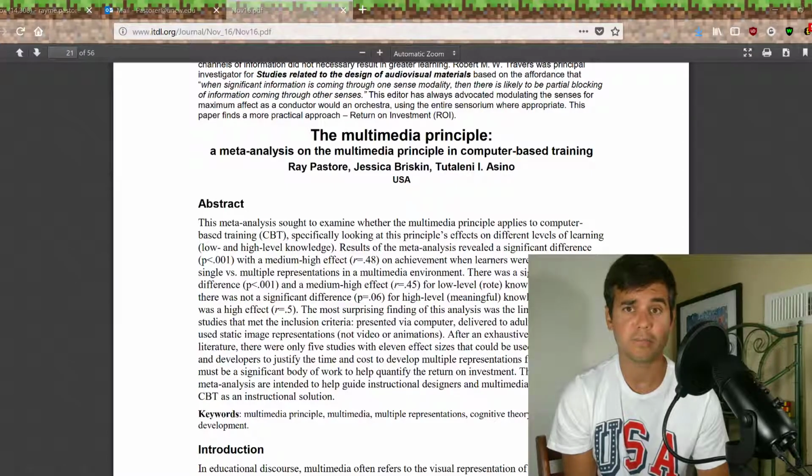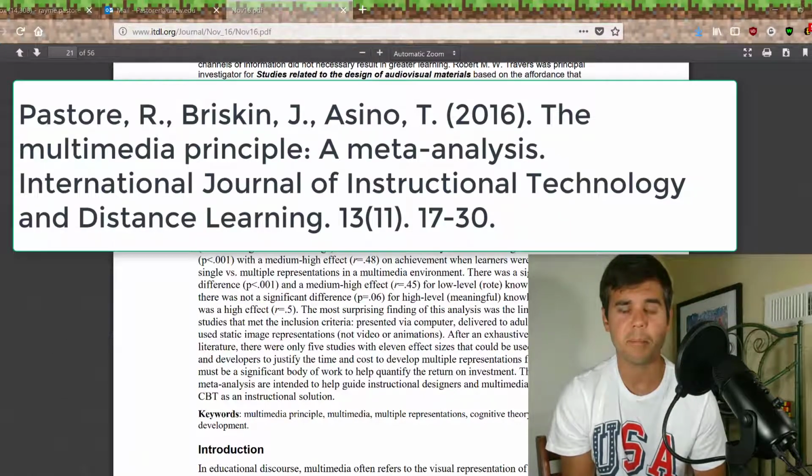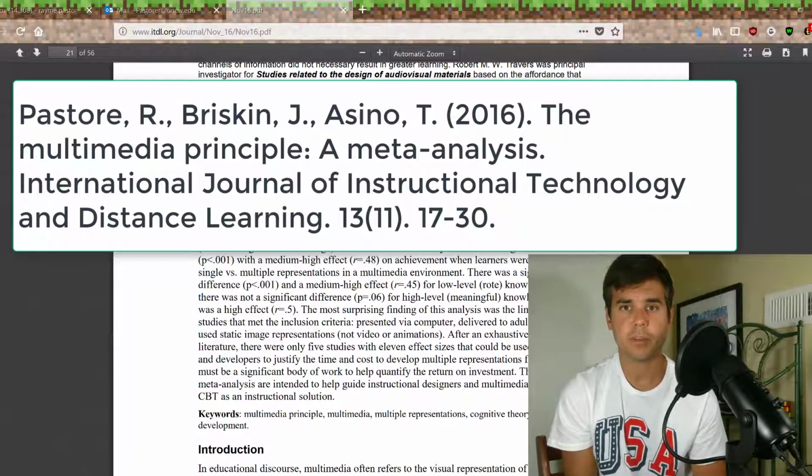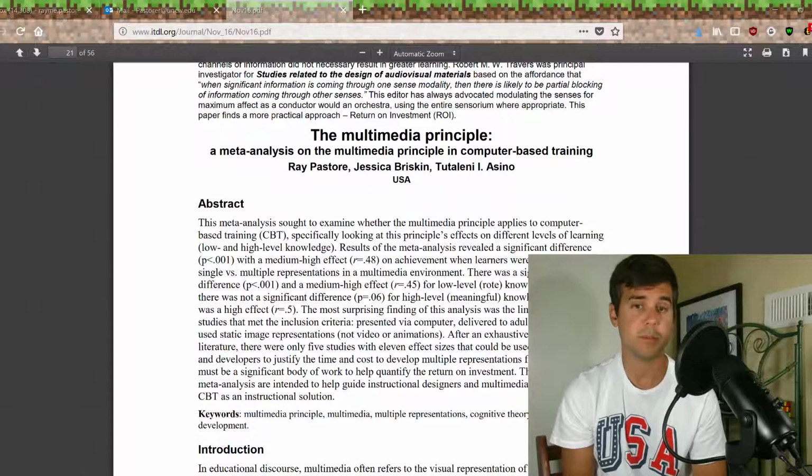So the first thing I did is I started to look at the research and see what was out there. And I created this study that I developed called the Multimedia Principle, a meta-analysis on the multimedia principle in computer-based training. And I specifically asked myself, how much does the multimedia principle matter when adult learners are on the computer? Because I cared about corporate training, this really return on investment of development time and development money.